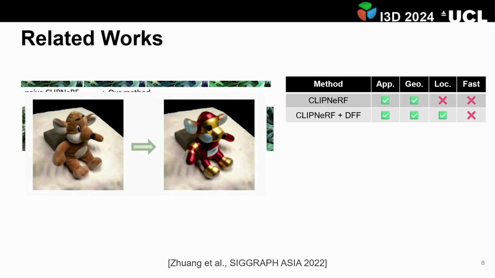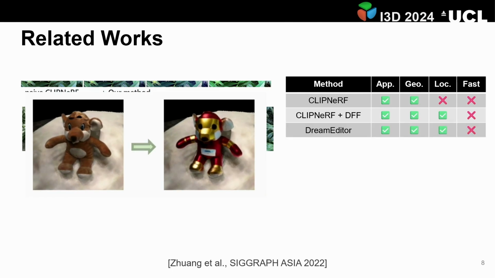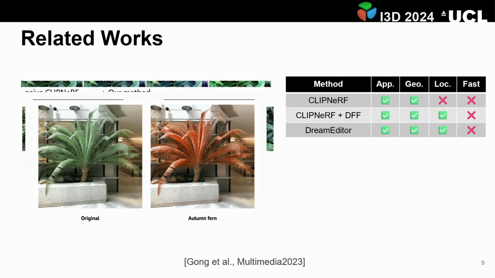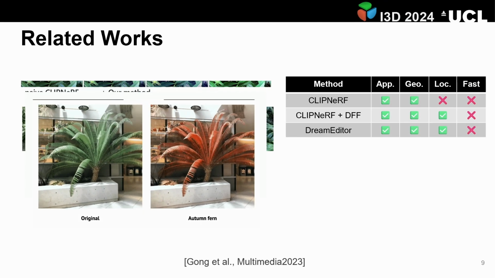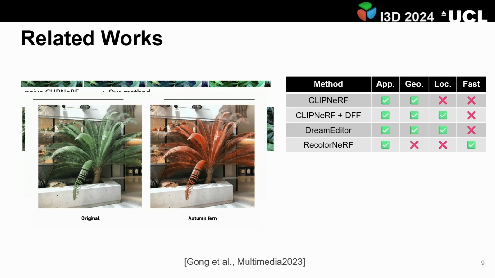And DreamEditor distills the NeRF into a mesh-based field and then uses score distillation to optimize local edits. But this method is also limited in editing time. And Recolor NeRF can produce color changes by decomposing a scene into multiple color palettes. But the editing landscape is very limited. Moreover, the color-based selection is not very robust compared to feature-based selection, and it can produce undesired recoloring.